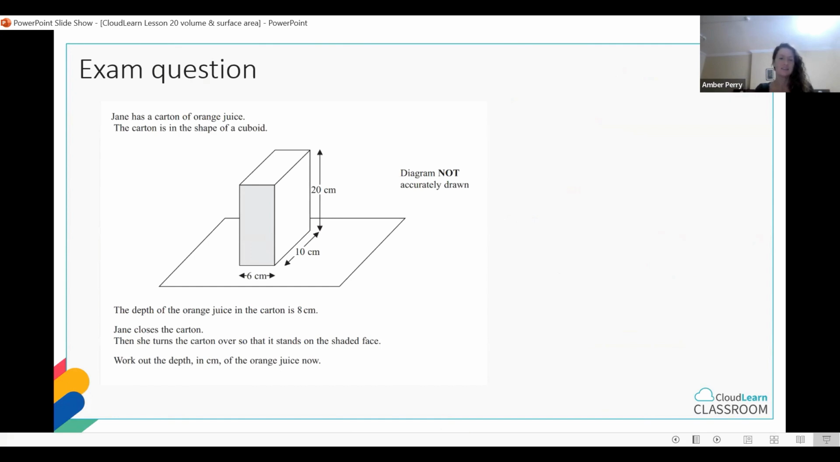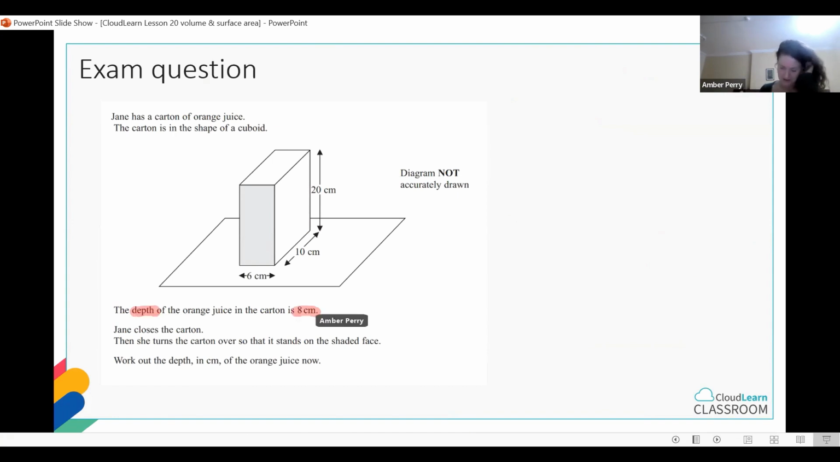Jane has a carton of orange juice. The carton is in the shape of a cuboid. Okay, so we've got a cuboid here. And then the depth of the orange juice in the carton is 8 centimeters. That's a very important part of the question there. I'm going to highlight that. The depth is 8 centimeters.